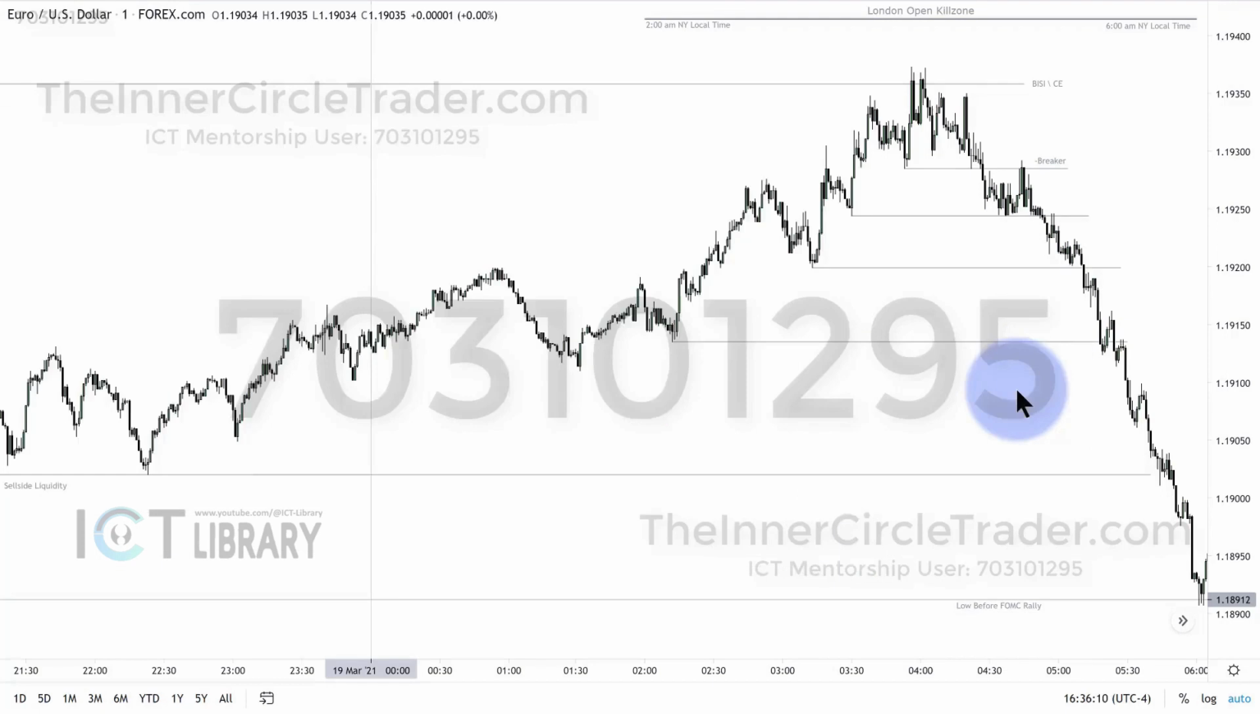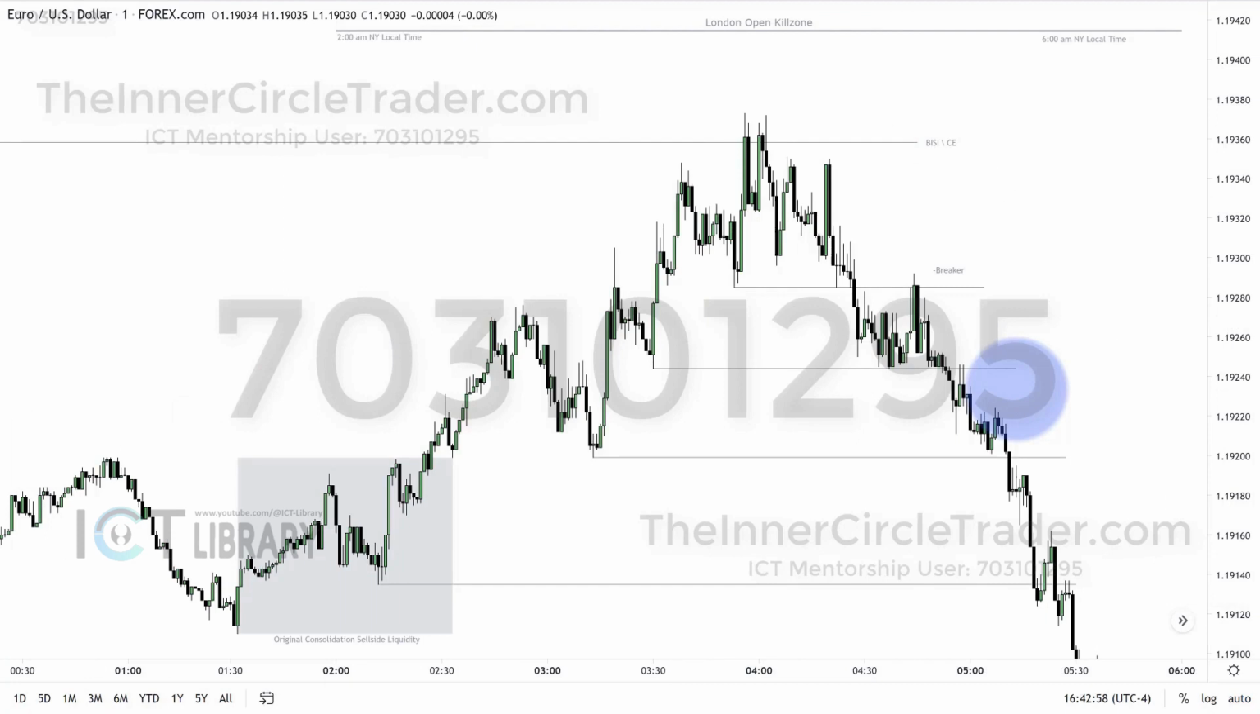Watch what happens when we change the narrative here. We're going to zoom in a little bit. These are the same levels here, but now watch. We have the original consolidation here. I already keyed up on what you're anticipating to see now.